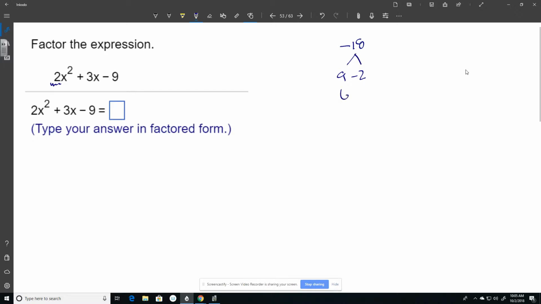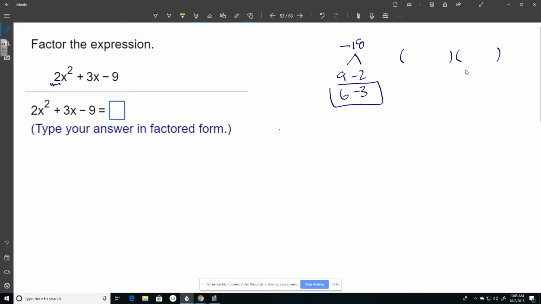That's too big. 6 and 3. Again, the bigger number is my positive. So 6 minus 3 is 3. So those are the factors I'm going to use. But because of this 2 out in front of the x squared, I can't just plug these into my parentheses. I'm not done yet. This is the one that takes all the extra steps.